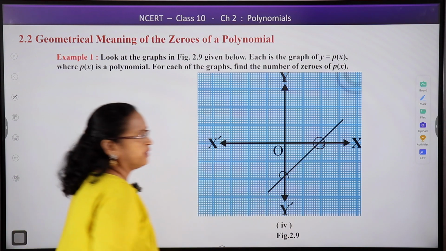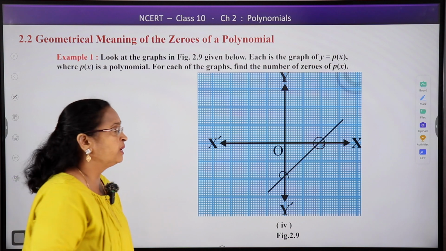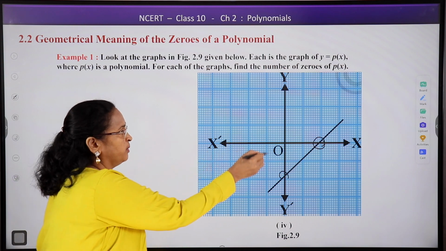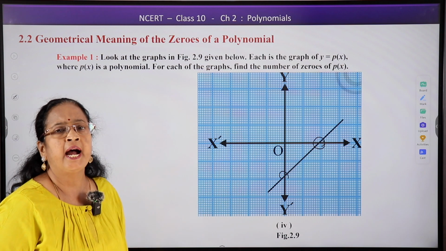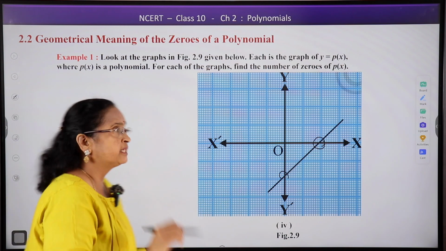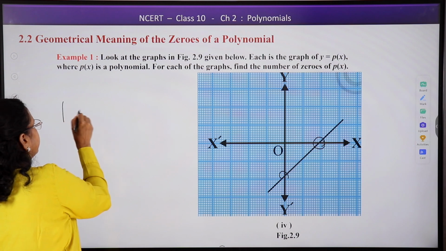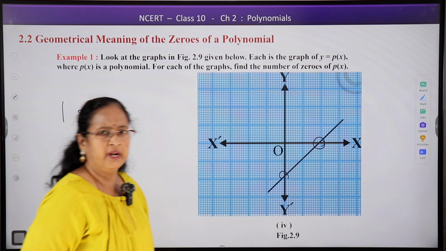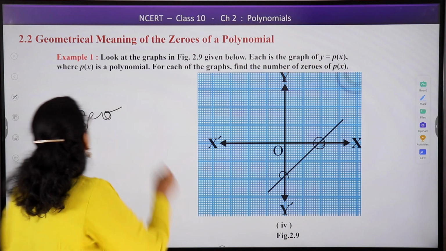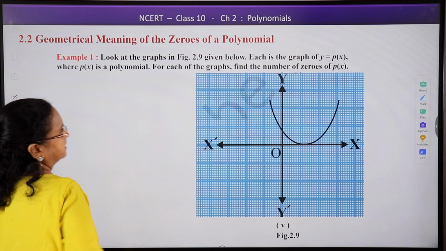So the zeros of the polynomial is only 1. This particular graph, the particular polynomial p(x) has only 1 zero. So you will write it has only 1 zero. Alright, great. So now coming to the next.